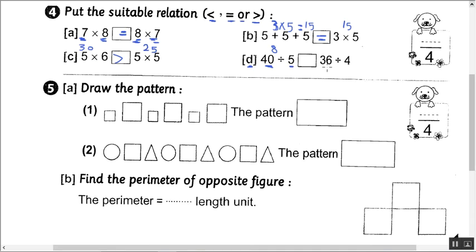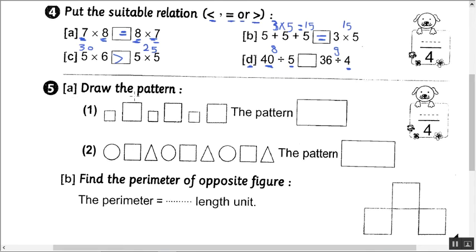Here he said 36 divided 4. 36 divided 4 equals what? We want the number in table 4. We can say 4 times what equals 36. 4 times a number, the product here will be 36. So it will be 4 times 9.